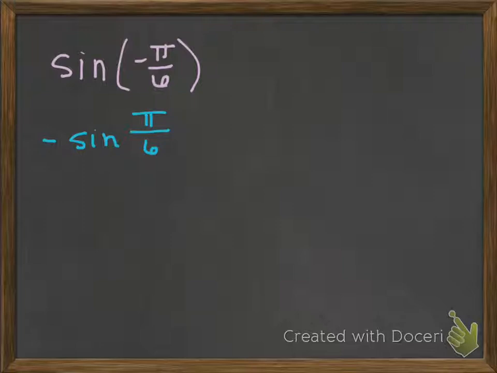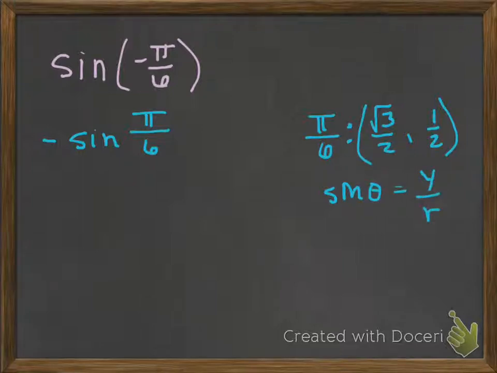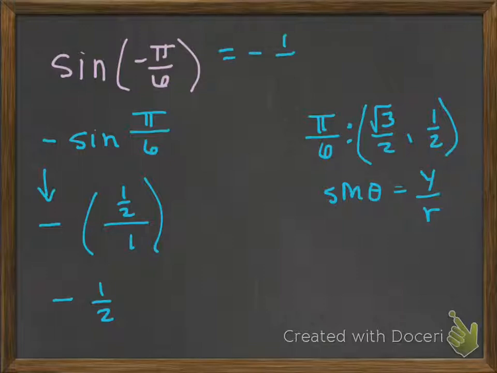And from the unit circle, we would identify that pi over 6 matches up with the coordinate square root of 3 over 2, and a half. And since we're dealing with sine, remember that sine is y over r. So the negative is going to come down in front, and now we need to figure out what sine of pi over 6 is. I'm using the coordinate because it says pi over 6, and I'm going to pull out the y part of the coordinate. And the y part is a half. Remember, the radius from the unit circle is always 1. Anything divided by 1 is itself, so the answer is negative 1/2. So sine of negative pi over 6 is a negative half, and that's our final answer.